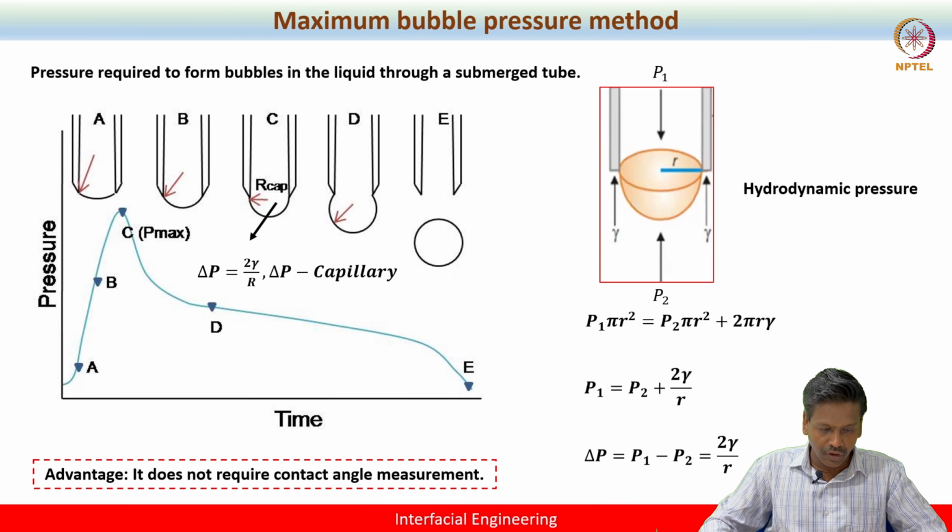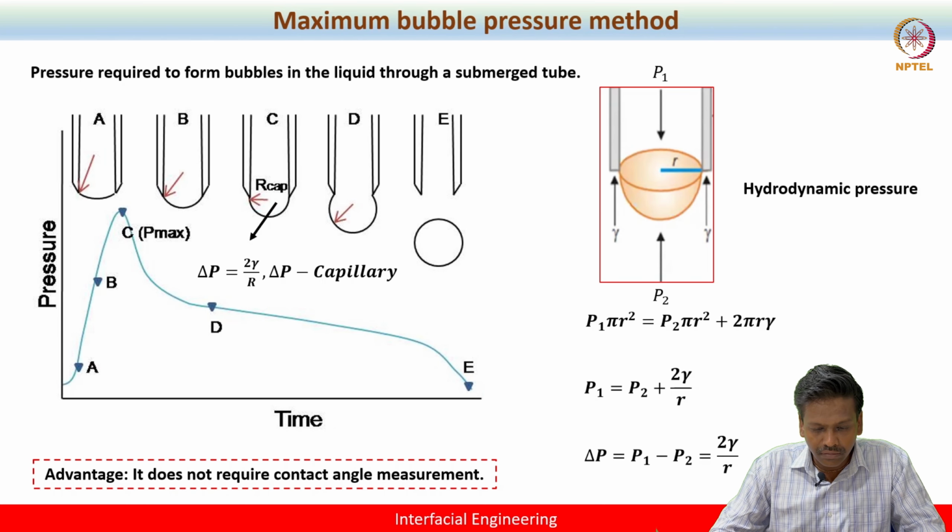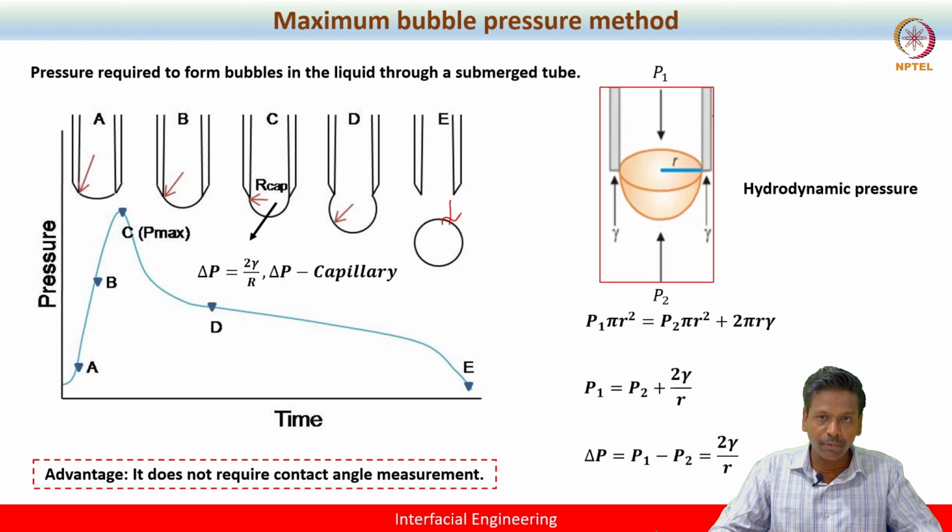Right, now coming to the maximum bubble pressure method. This is quite simple, because the advantage in this method is that it doesn't require the contact angle measurement. I mean, you don't need to know the contact angle. Here what we actually measure is the pressure required to detach the bubble. The pressure required to detach the bubble will give you a relation between gamma, the surface tension, and the Laplace pressure.